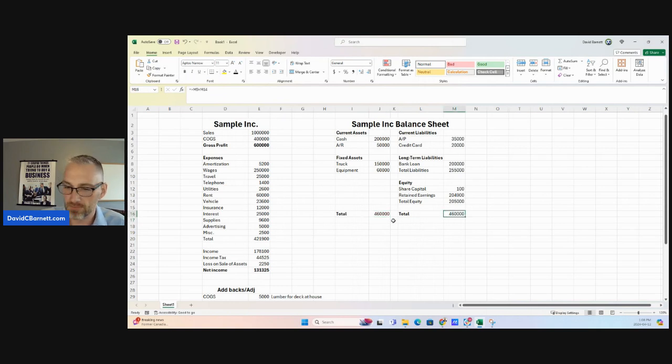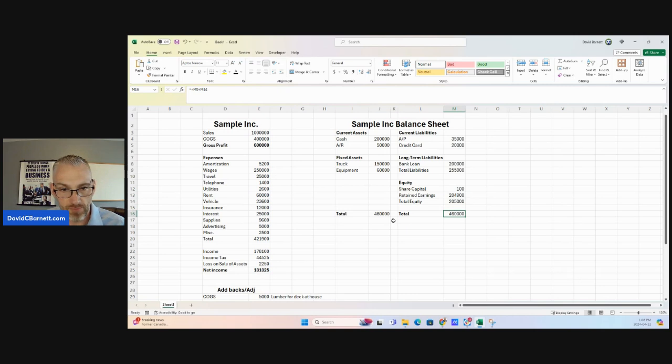And then over on the liability side, we've got some accounts payable, we have a credit card balance, we've got a bank loan, and the total liabilities add up to $255,000. And then we have the equity of the company. So we've got a nominal amount in here for share capital, $100. And then we have retained earnings, $204,900. And then we add the equity and the liabilities, and they add up to $460,000. It balances, same as the assets. And that's why it's called a balance sheet, right?